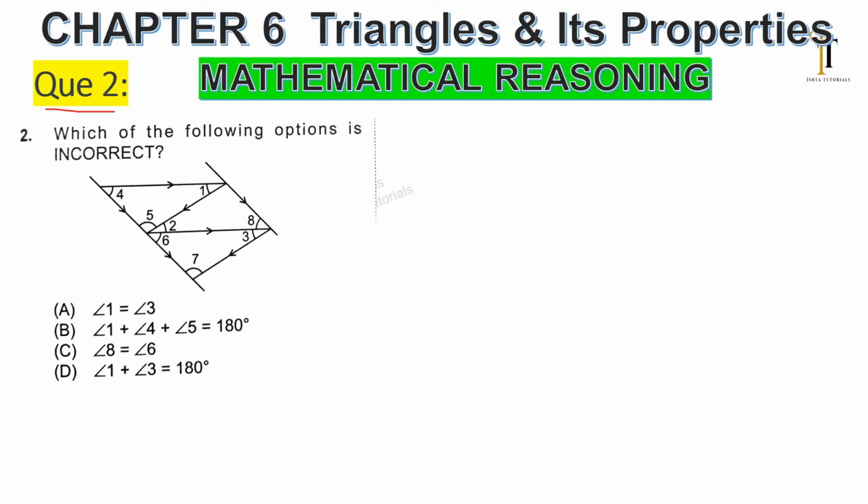Question number 2, which of the following options is incorrect? So students, first of all, don't be afraid after looking at this figure. Please try to break it down into parts and then solve all the options one by one. The first option is angle 1 is equal to angle 3. Now let's check the solution.